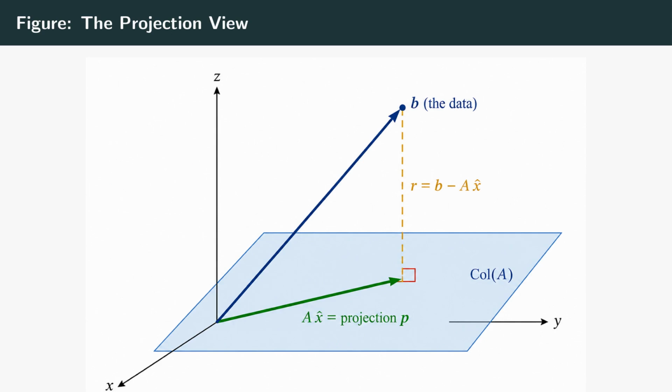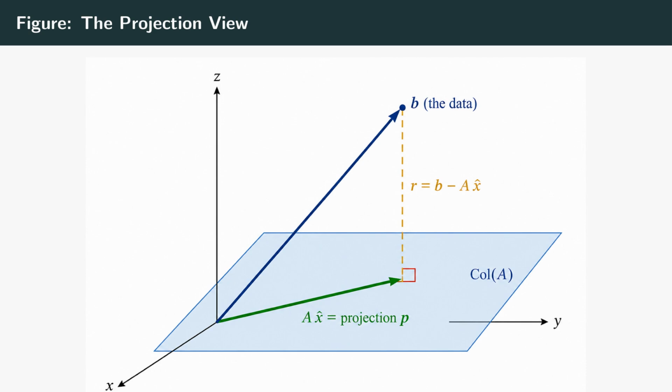This second figure shows the same fit from the geometric side, and it's worth holding both pictures in your head at once. The light blue tilted plane is the column space of A, everything we could possibly produce as Ax, every candidate fit. The bold navy vector b rising out of the plane is the data. It doesn't lie in the plane, which is exactly why no exact solution exists.